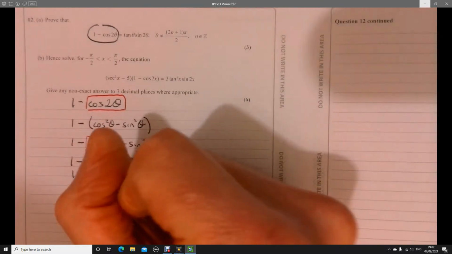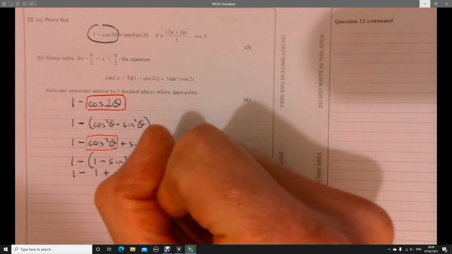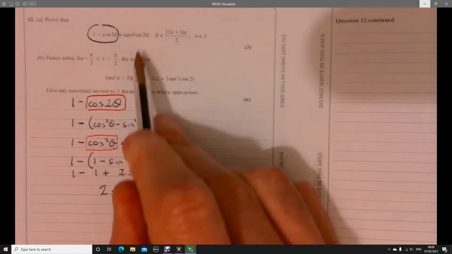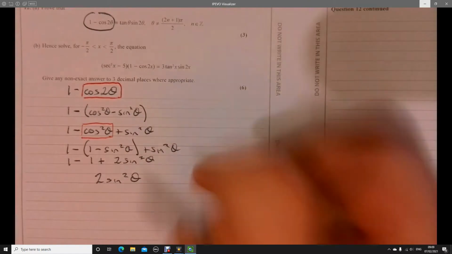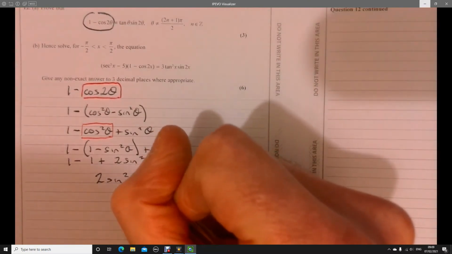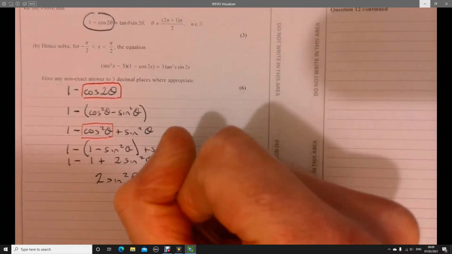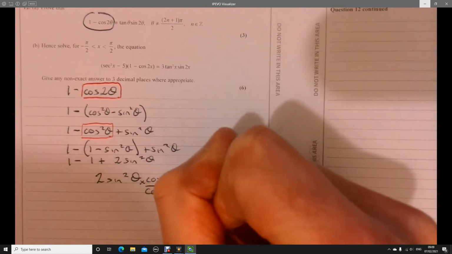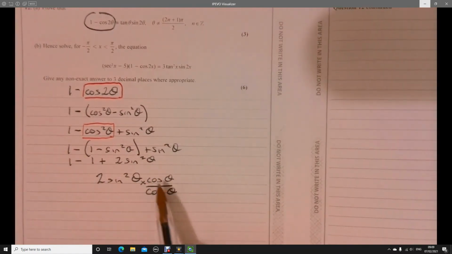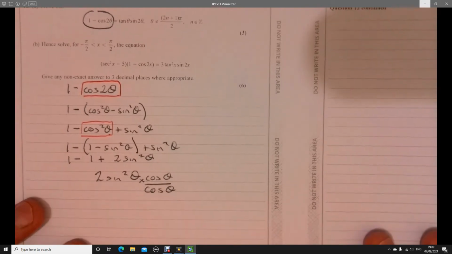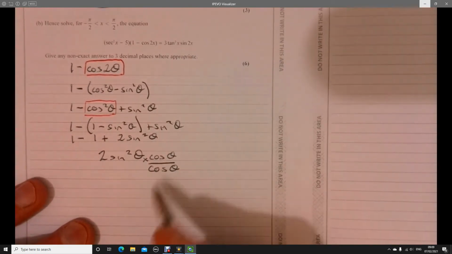Right, so where are we up to now? I'm looking at this and thinking, wait a minute, I've got to get over here. I've got to get a tan in there somewhere. Well, tan is sine over cos. So, old maths trick, we're multiplying by 1. So let's multiply by cos theta over cos theta. Where does that take us? Now, these are the tricks, isn't it? It's just knowing that that's the thing to do. Again, the maths involved isn't too bad once you know that that's what you've got to do.